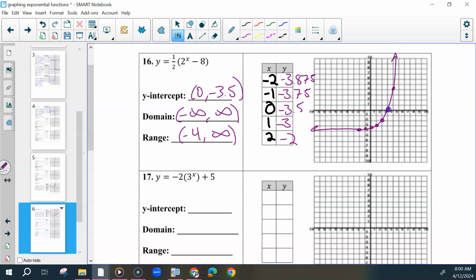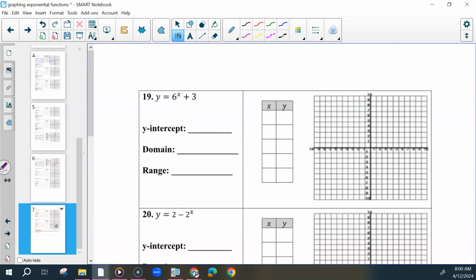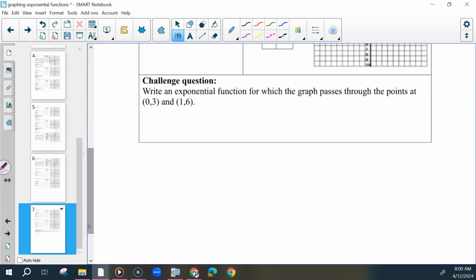Alright. I'm going to let you practice in a second. On the very last page, there's a challenge question. My hint to you would be try to find the change, what happens as you move to the y values, and that might help figure out what equation this would be. And you could try to put that in and see, okay, if I put this in, do I get the same points? But that is a problem to try.